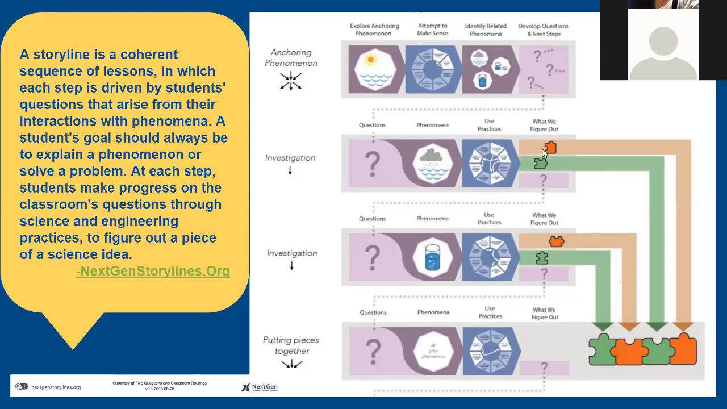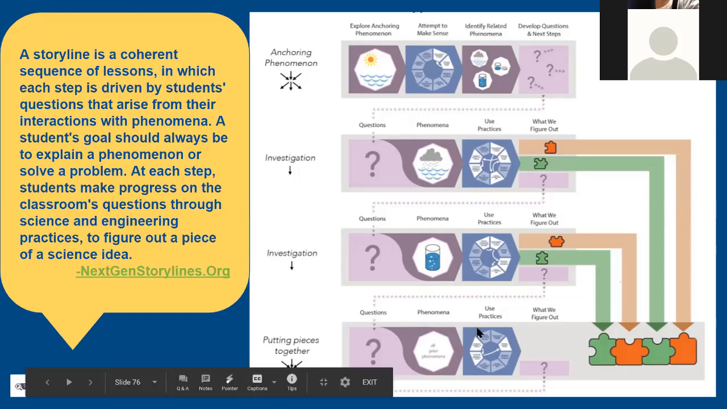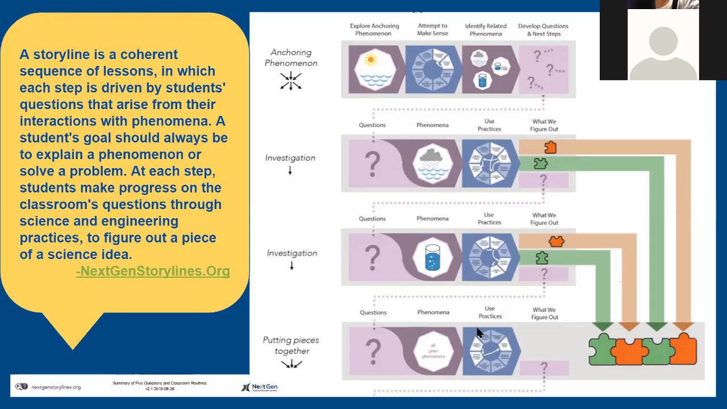And they'll keep that science idea in their mind, and they'll do another investigation of another one to answer another one of those questions. They'll use their science ideas, they'll figure something else out. And then they'll get down here to this putting the pieces together, and they'll start working on how those science ideas that they've learned now link to each other and how they link back to that anchoring phenomenon that they learned about.